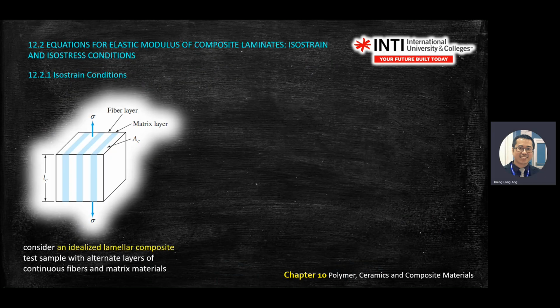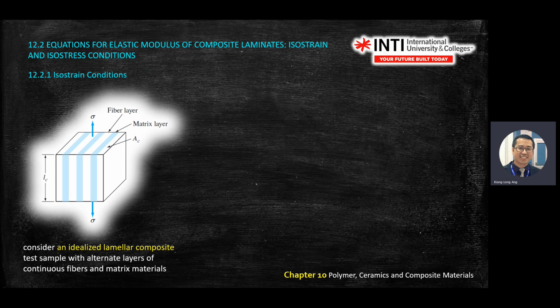This is the diagram for isostrain. It's different. This one is like this. Isostrain. Isostress is the flip one. So in isostrain, your LC is the same. That's why when you pull, the stress is the same here. So that's why you can do the ratio just now.